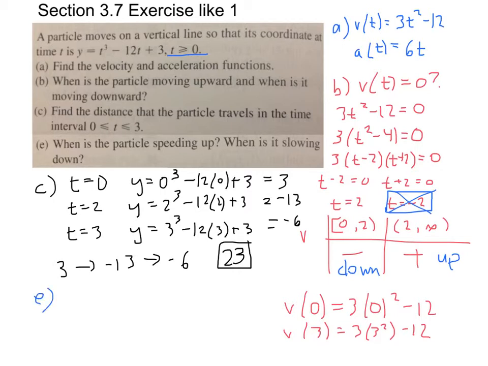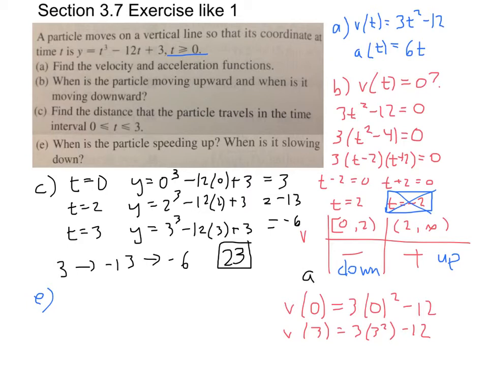And for the last one, part E, speeding up occurs when velocity and acceleration have the same sign. Again, speeding up occurs when velocity and acceleration have the same sign. So I can look at my little table I made over here for velocity and say, 0 to 2, 2 to infinity is when I have positive and negative velocity. And I can also add to that, what happens with acceleration?